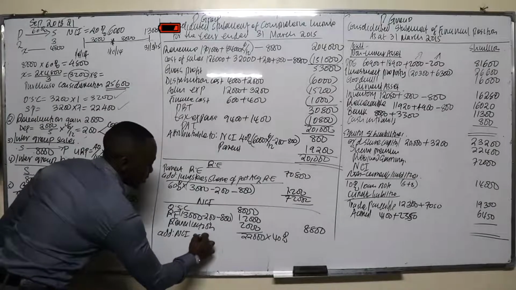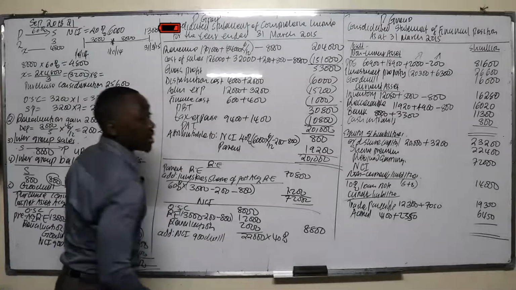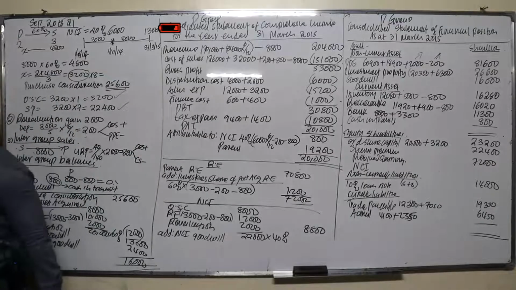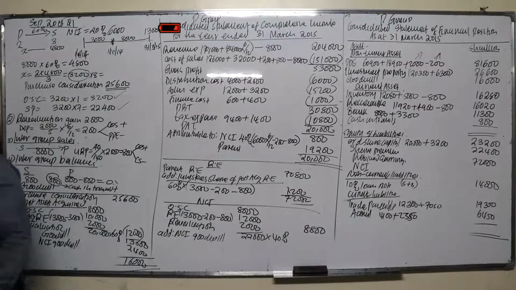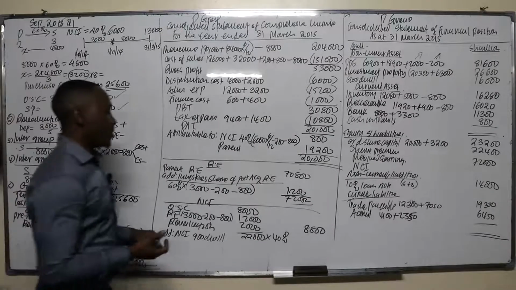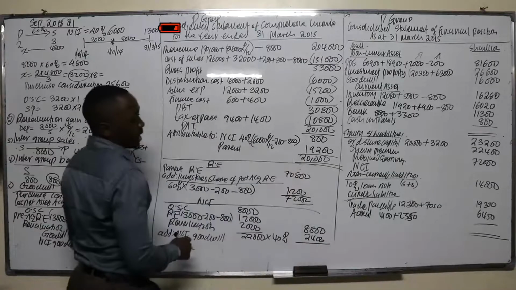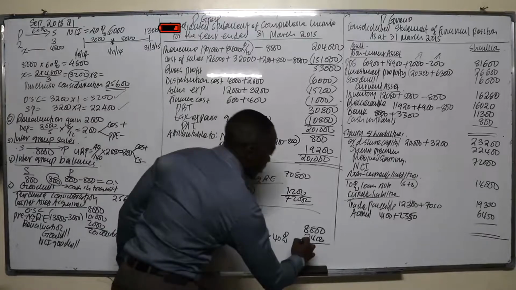Then we had NCI Goodwill. How much is NCI Goodwill? Note number 5. Ruth, how much is it? 2.4 million. You add 2.4 million. Is it 11,200?